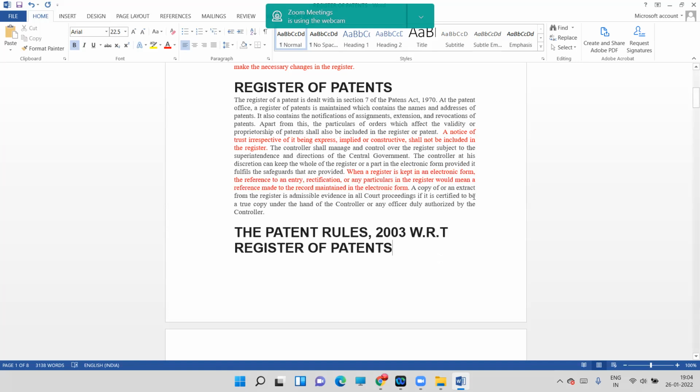A copy of an extract from the register is admissible evidence in all court proceedings if it is certified to be a true copy under the hand of the controller or any officer duly authorized by the controller. So these two things are very important, note them down.